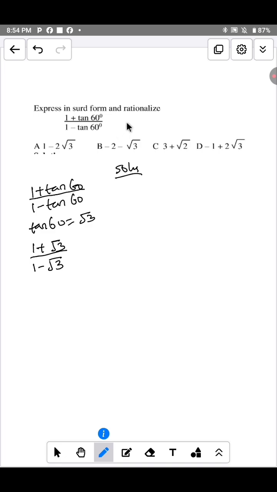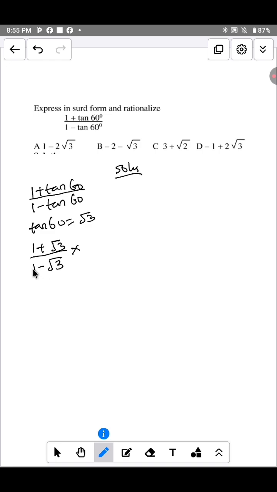What does it mean if we're told to rationalize? Rationalization is a process of removing the irrational number from the denominator. We have this root 3 here, so we want to find a way to remove it from the denominator. In order to do that, you multiply the numerator and the denominator by the denominator itself, whereby the sign will change. That is how you do rationalization.